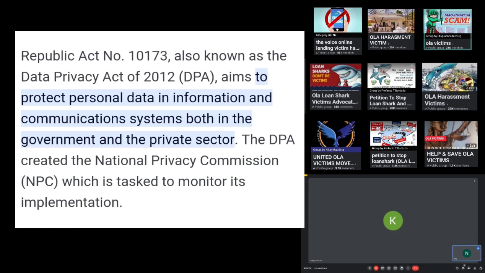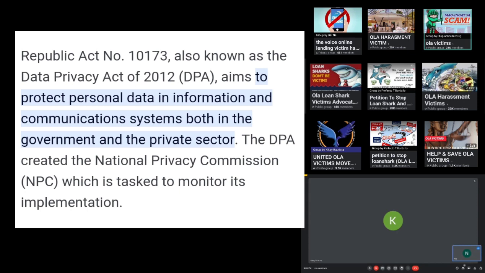So the Republic Act 10173 or the Data Privacy Act was passed on August 15, 2012, but nag-take effect lang po siya noong September 9, 2016. So from 2012 to 2016 talaga yung tagal na hinintay, no, for it to take effect.